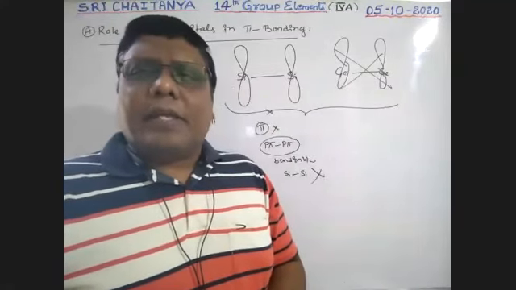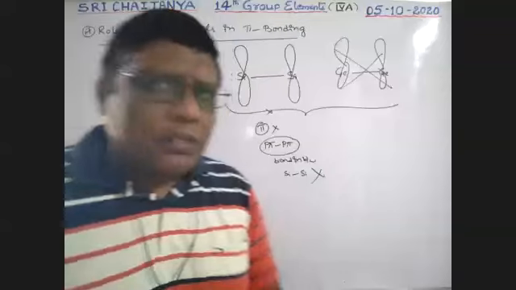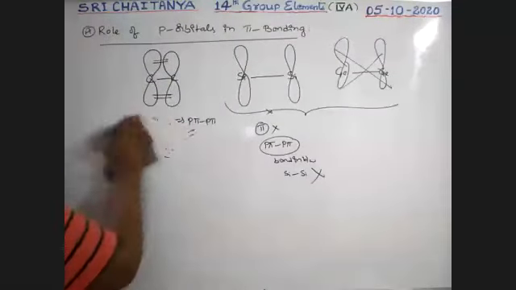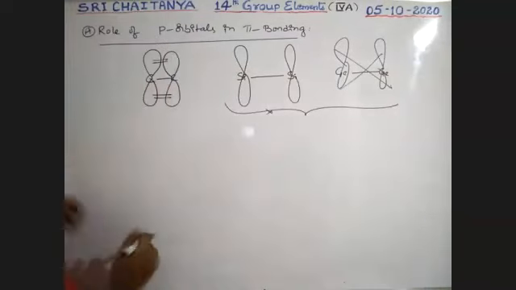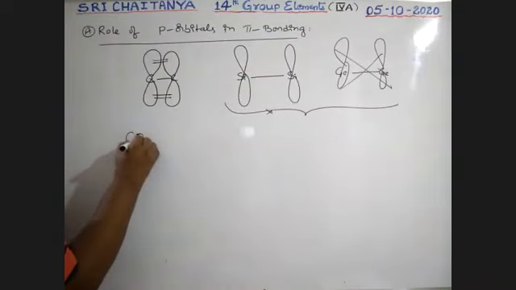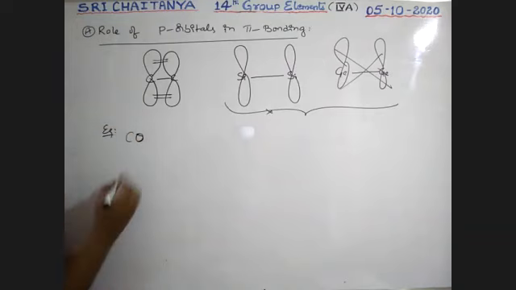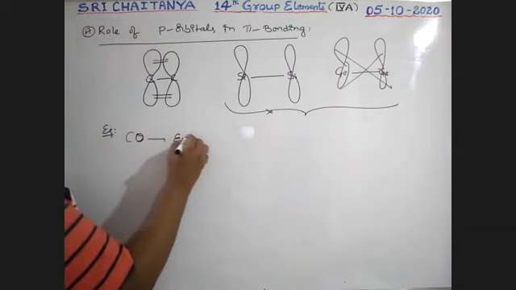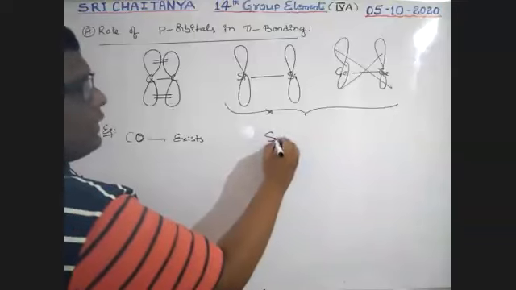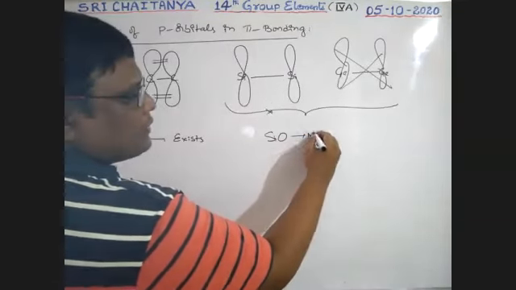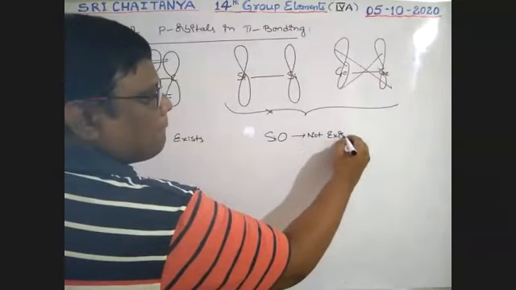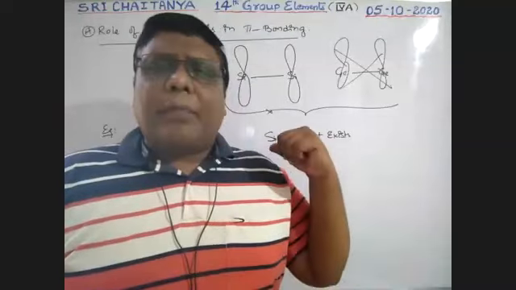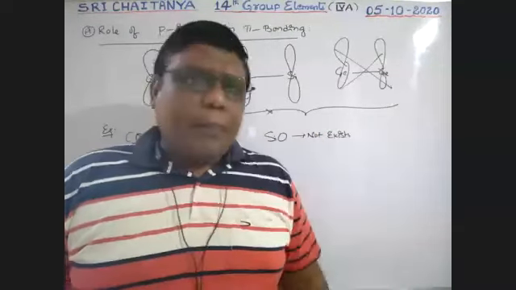Now let us explain the concept here with an example. Let us observe the concept. That is carbon monoxide. Carbon monoxide exists, silicon monoxide does not exist. Why, sir? Here p pi bonding is possible, here p pi bond is not possible.